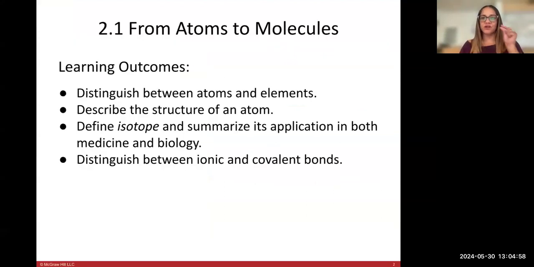So first, we are going to start off very, very small, talk about atoms and molecules. We're going to work our way up, all the way up to the entire biosphere.